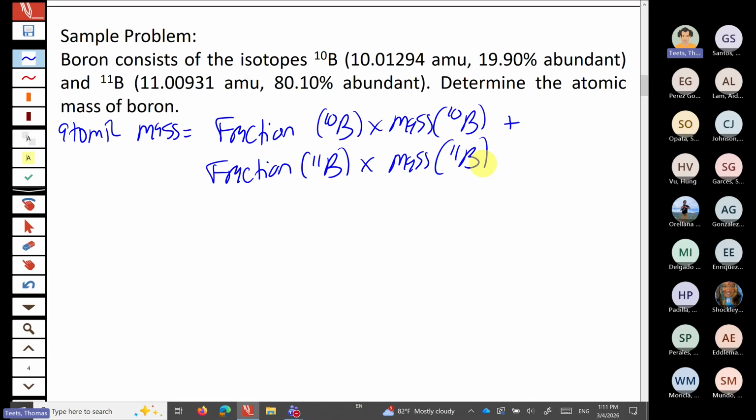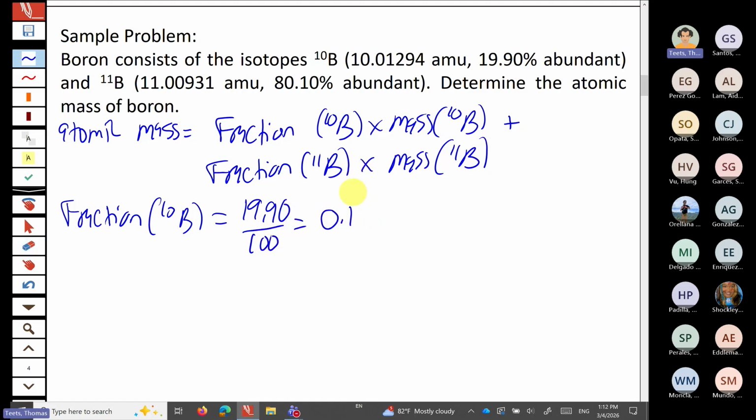Now, again, the only difference is that we're typically going to report those abundances as percentages, which is the number out of 100. But for this equation, you need the fractional abundance, which is the percent divided by 100. So the fractional abundance of the boron 10 isotope, we're giving it to you as 19.90%, but we have to take that number and divide it by 100 to get it to the correct form for this equation. So 0.1990. And then the fraction of boron 11 again would just be that number, 80.10% divided by 100, which is 0.8010.